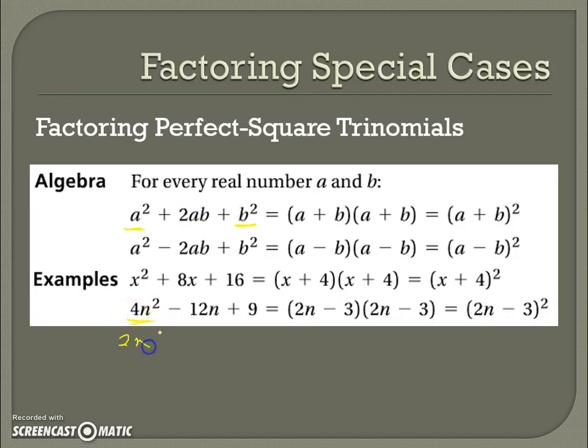It's 2n. This is a perfect square. Its square root is 3. So if I do this times this, it's 6n. And if I multiply that by 2, it's 12n. All right, so I know that these two things are squared. Let's see how this plays out.